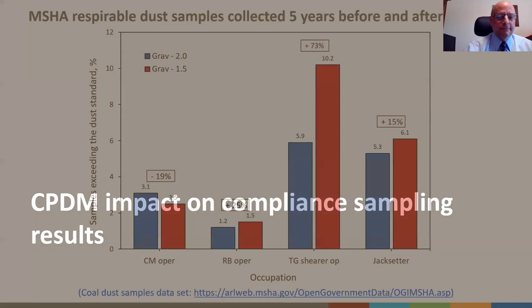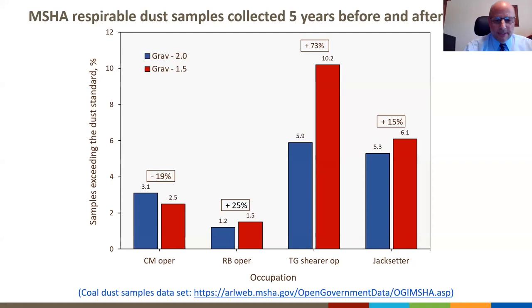MSHA lists their compliance sampling data on their website that's shown at the bottom of this graph here. And we downloaded this data and looked at the 5-year period before any of the dust rule was implemented and the 5-year period after all phases of the dust rule were implemented. So we're comparing, this is for MSHA inspector samples, gravimetric sampler at 2.0, versus a gravimetric sampler at 1.5.